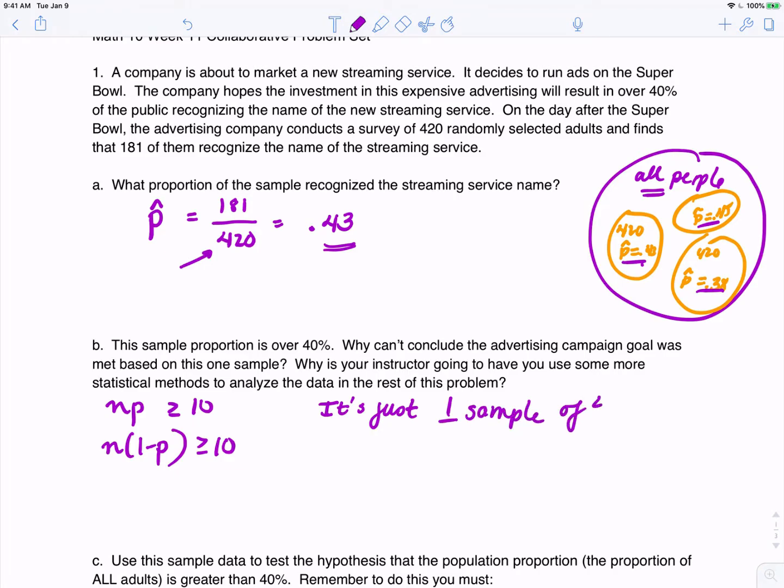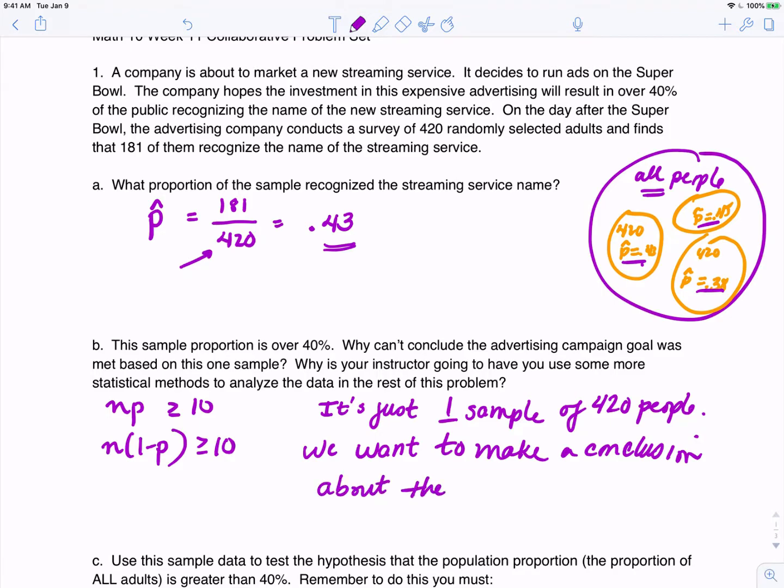Of 420 people. And we want to make a conclusion about the entire population. And whenever we do a hypothesis test or a confidence interval, that conclusion we're writing is about the entire population, not just our little sample, but it's weighing the evidence that the sample gives us about the entire group.